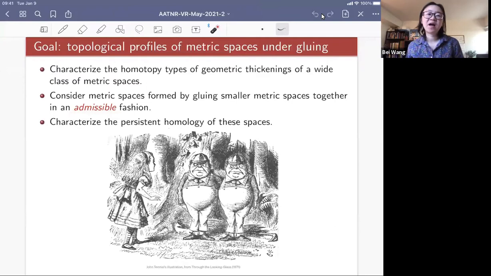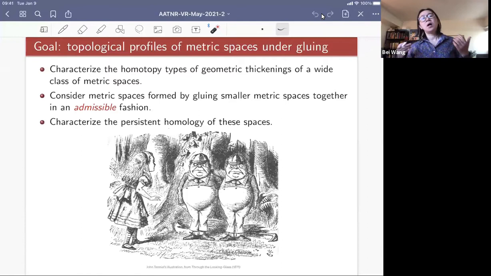But ideally you take a bunch of small metric spaces whose topological profile you can quantify. Then you glue those metric spaces together to form bigger metric spaces. And let's say you have some constraint over how they are glued together, then the hope is that we can also characterize the topological profile of the glued spaces. When I talk about topological profile, I really mean the persistent homology of those spaces. And in order to get to persistent homology, we can study Čech and intrinsic Čech complexes or Vietoris-Rips complexes of those spaces.